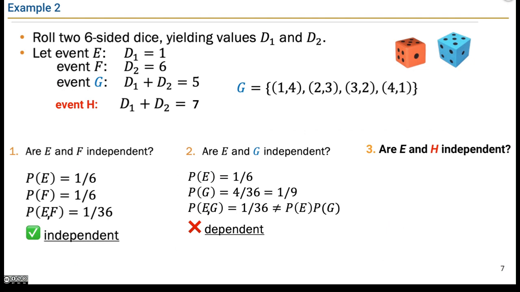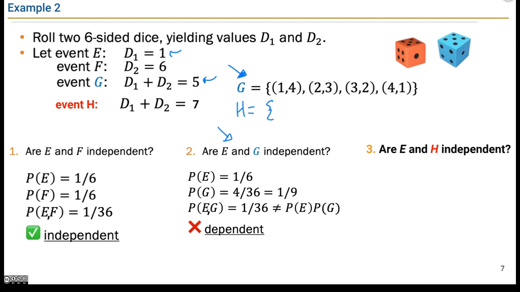Let's try a third. So now let's define another event. This time, instead of having the die add up to 5, let's have them add up to 7. Go ahead, put it on pause, and tell me if you think these are independent. All right, so here's an example where your intuition might deceive you, because originally you'd think, well, it should depend on the first die, because knowing what the first die is should affect the sum, which is what we found here. We found E and G were dependent, but now there's something curious that happens with H.